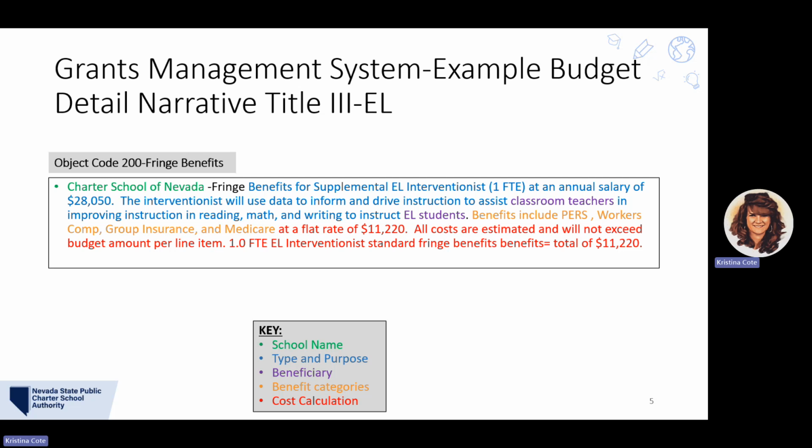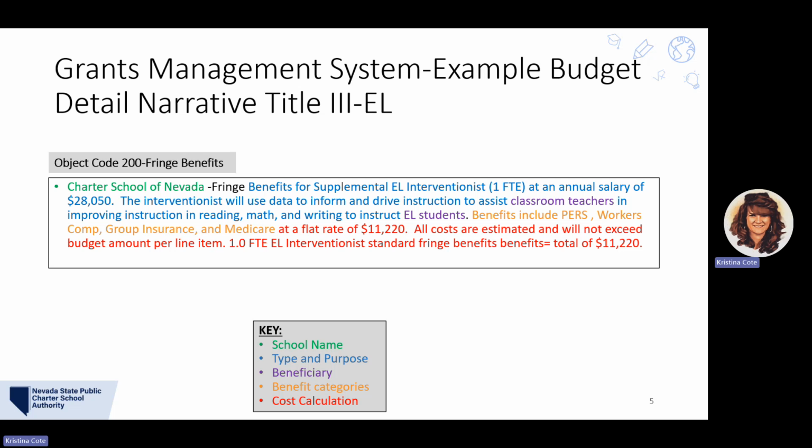For this second example, we'll use Object Code 200, fringe benefits, so you can see also the benefit categories that I discussed in the previous slide. Notice that applicable key components are still present. The school name in green is present. The type and purpose, highlighted in blue, again describes the type of expenditure and why the expenditure is necessary, the reason and purpose for the request.